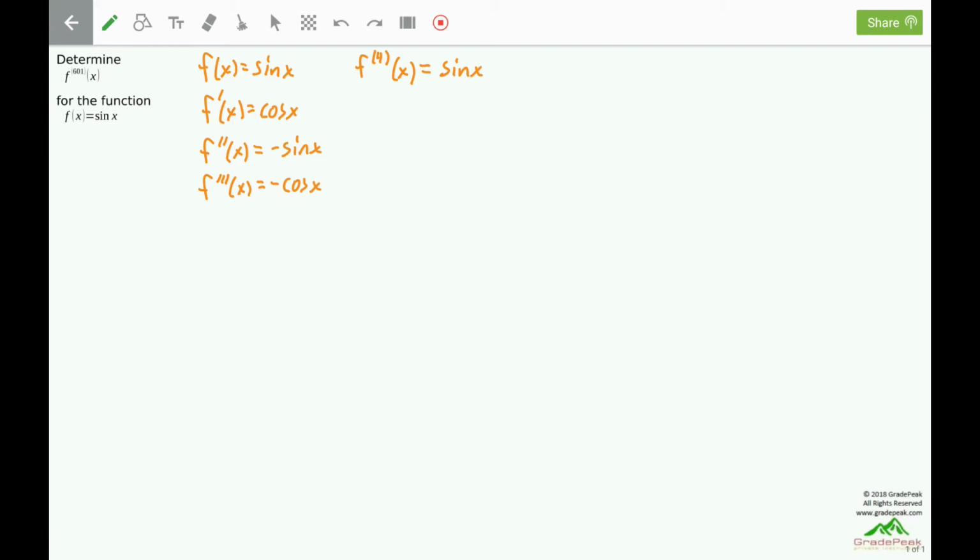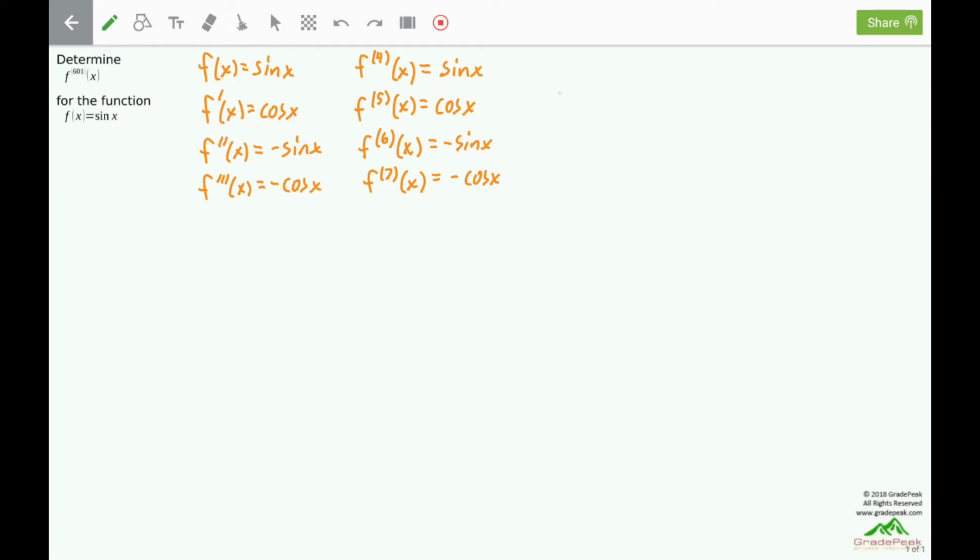And what that means is that it will repeat through that pattern of derivatives once again. And the fifth derivative will be just like the first derivative and be cosine. The sixth derivative will be just like the second derivative and be negative sine. And the seventh derivative will be just like the third derivative and be negative cosine. By the eighth derivative, we'll return back to sine again.